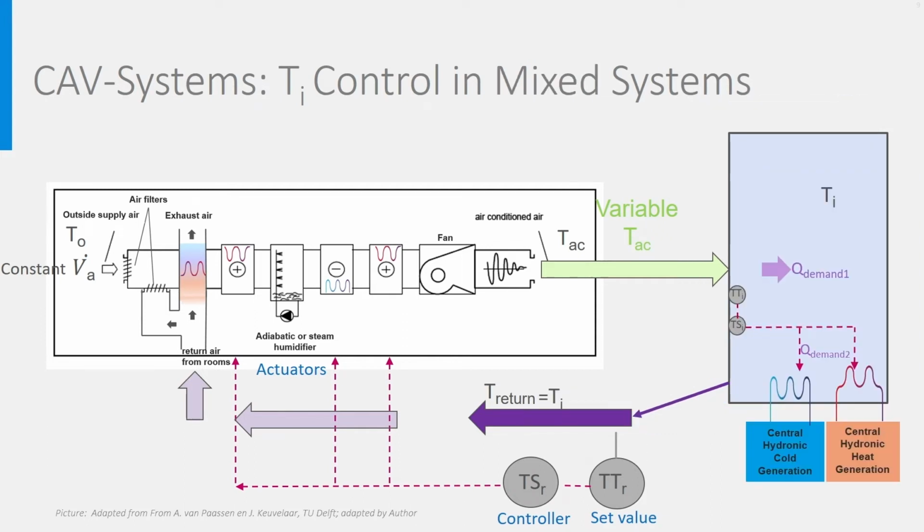Which is a reason to use systems with readjustments at room level. The conditioned air needs to deliver a smaller part of the energy. The other part is provided at room level. So, if the supplied temperature is too cold, hydronic heat comes in, and if the supplied temperature is too warm, the hydronic cold comes in.